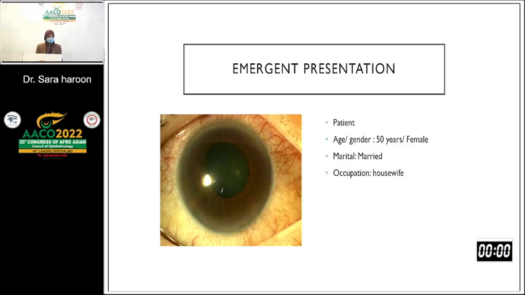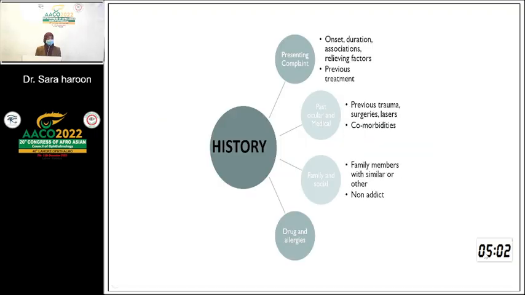So I had a 50-year-old female presented to me in the outpatient department emergently with sudden onset redness and blurring of vision in her right eye. There was no inciting event, and the complaint was from the last 3 days before she presented. She describes the blurring of vision as shadows and halos around light. There was no known association except that there was a headache, and she described a little periocular pain.